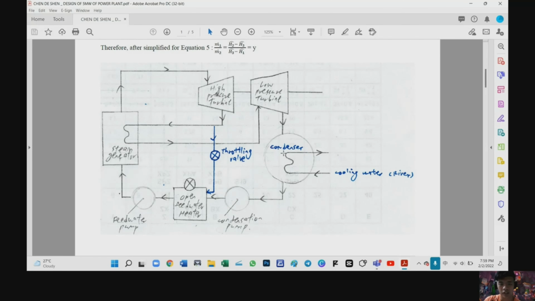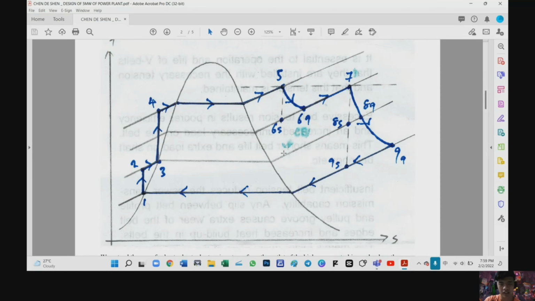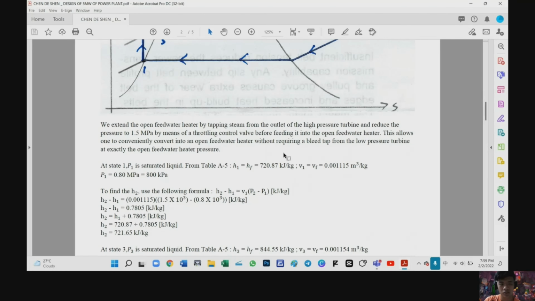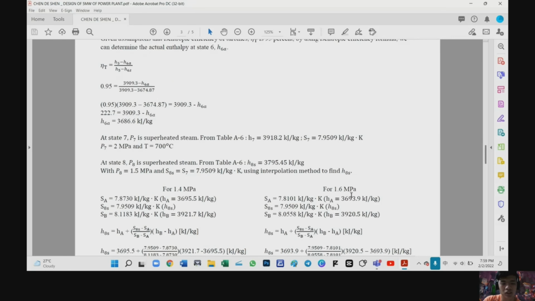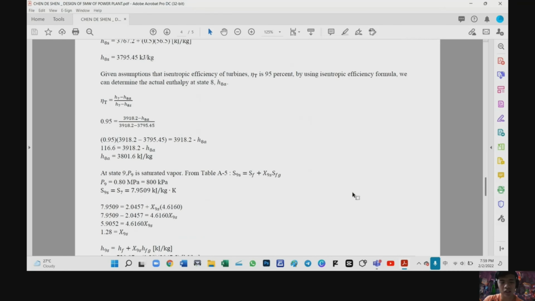This is the diagram of the power plant, and this is the TS diagram of the power plant. We extend the open feed water heater by tapping steam from the outlet of the high pressure turbine and reduce the pressure to 1.5 megapascal by means of a throttling control valve before feeding it into the open feed water heater. This allows one to conveniently convert into an open feed water heater without requiring a bleed tap from the low pressure turbine at exactly the open feed water heater pressure. In this calculation, I already calculated.